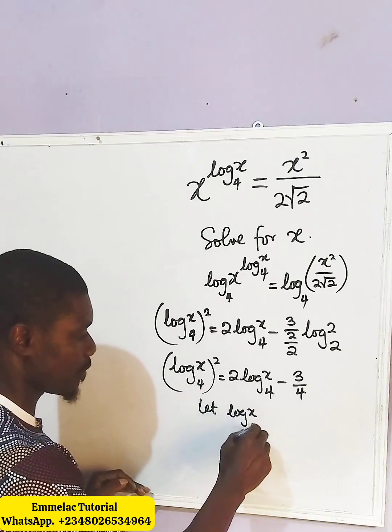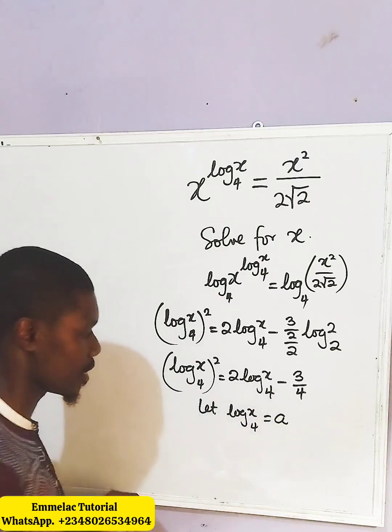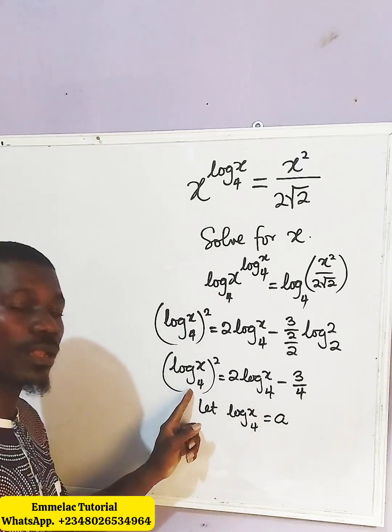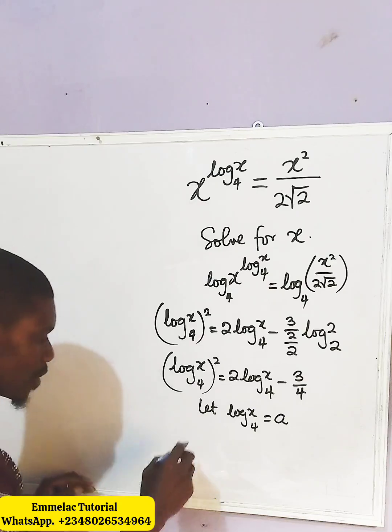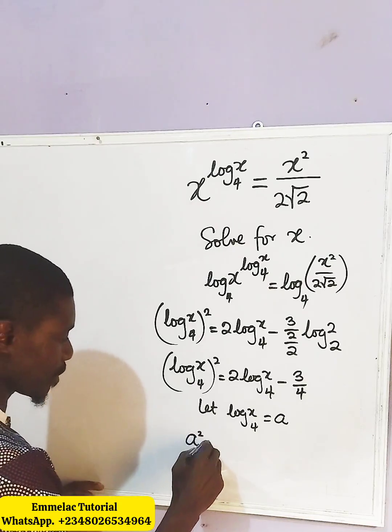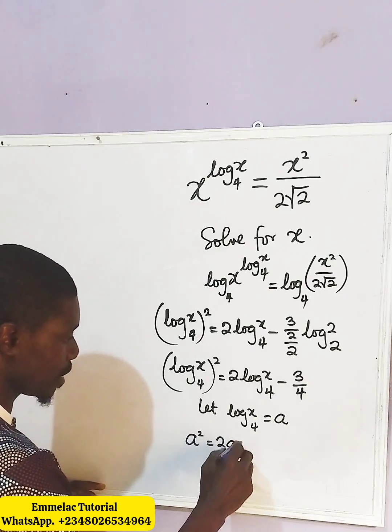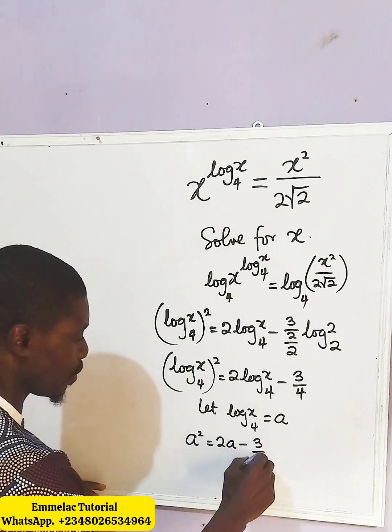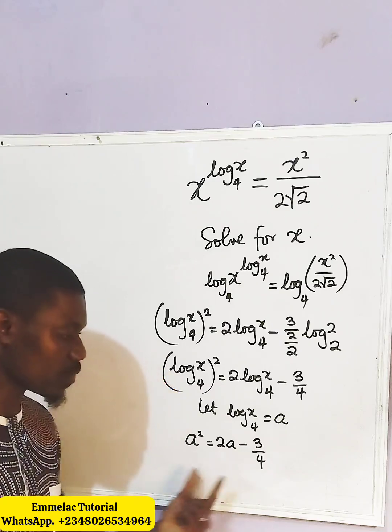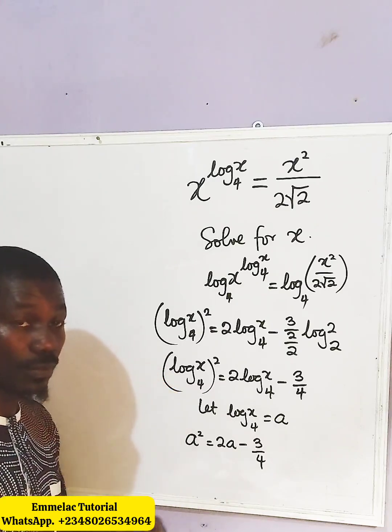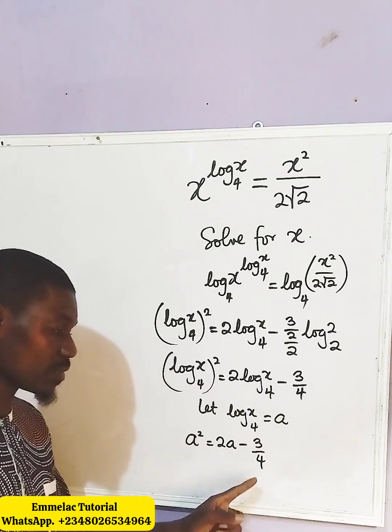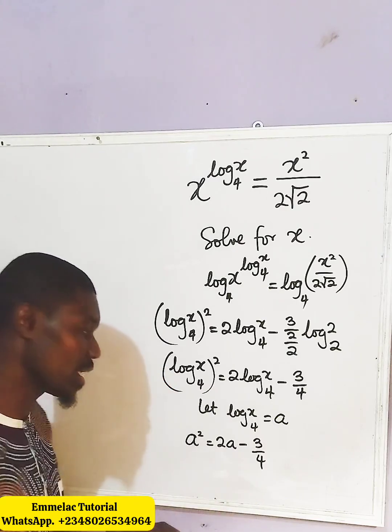Let log x base 4 equal a. So replacing log x base 4 with a, you have a squared equals 2a minus 3 all over 4. At this point, let us multiply both sides of the equation by 4, and this is to help us eliminate this denominator and make the equation linear.